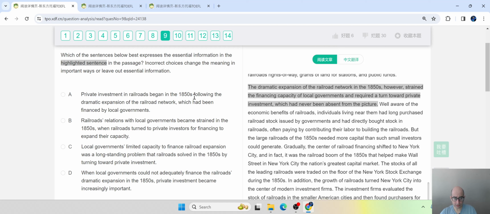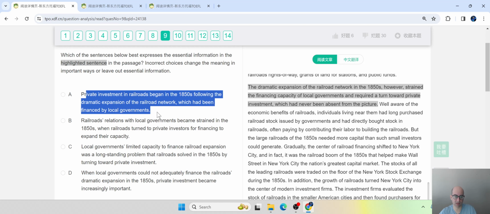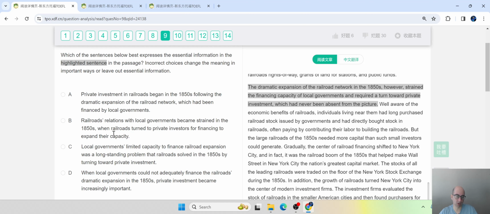Now, step 2, you have to read the choices one by one, and I highly recommend reading all 4 of them for this one, guys. So even if the answer, let's say, is A or B, do not go to the next question. Check all 4 choices, all 4 options to really be certain, because some of them are really close. Okay. So step 2, private investment in railroads began in the 1850s.